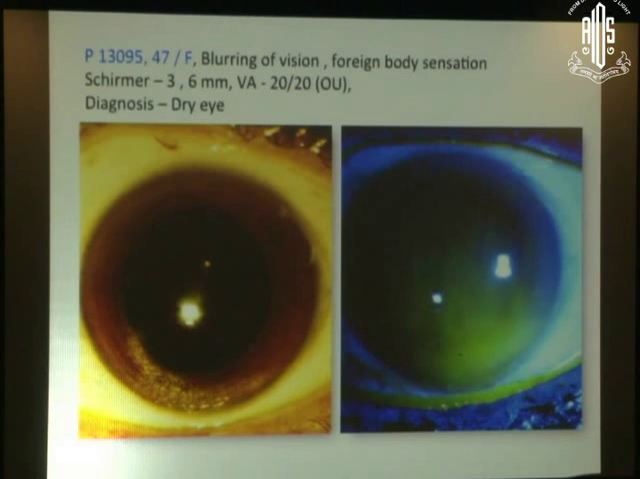So now I'll come to the cases. What I've tried to do is put the less severe cases at the beginning, and as I move on, I'll go on towards the more severe cases of dry eye that we see in the clinic. So this is a typical case that I'm sure almost all of us encounter in our clinic.